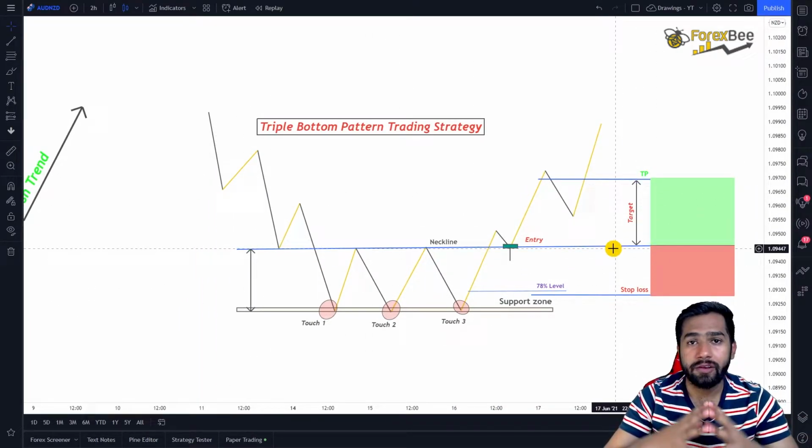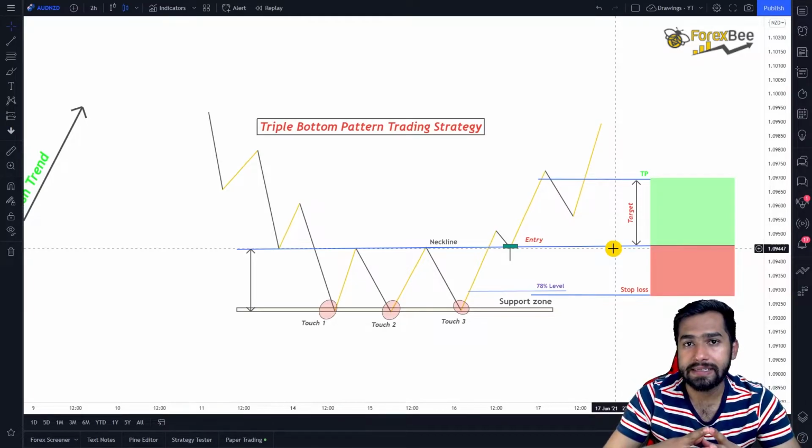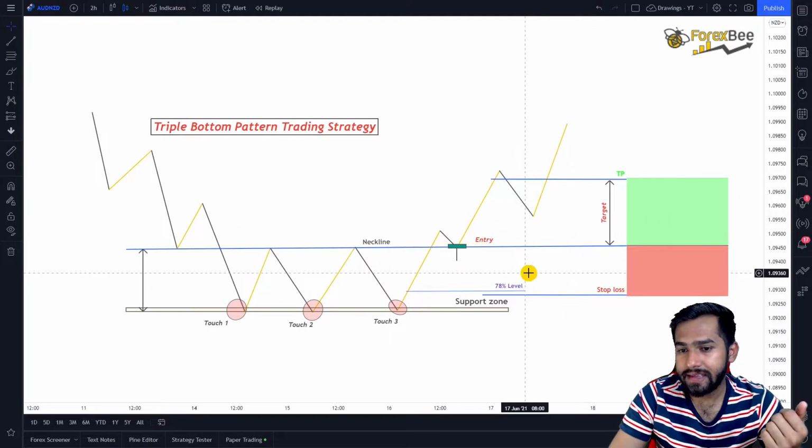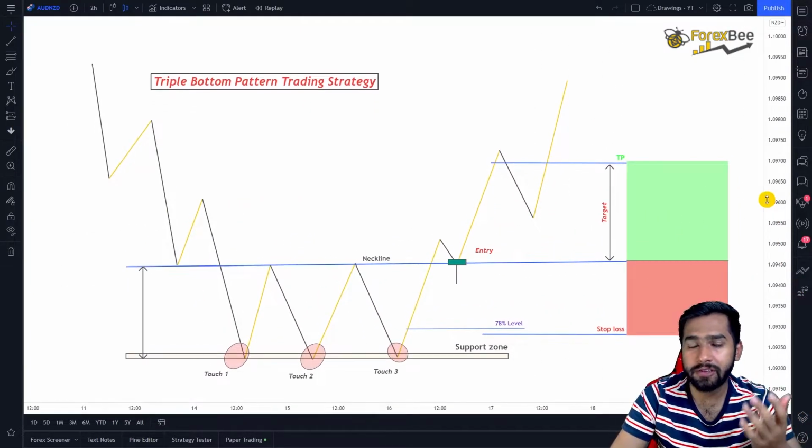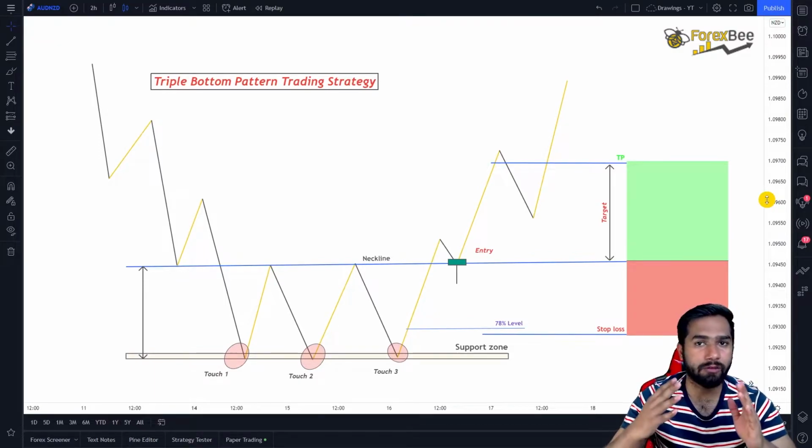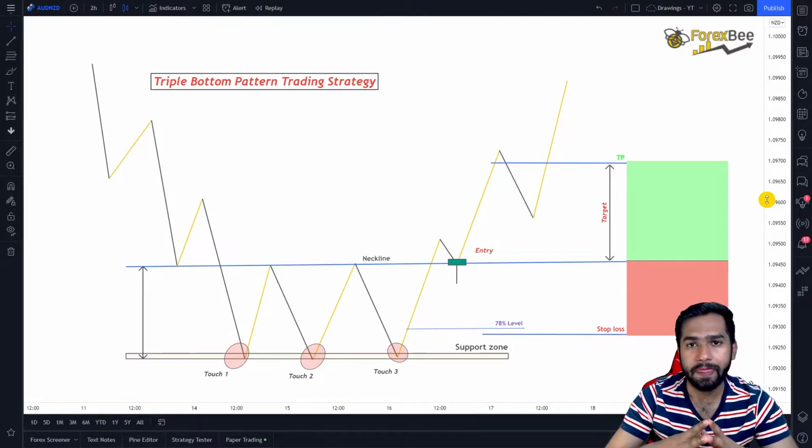The one thing that I don't like about this pattern very much is that it has a low risk to reward ratio, which means that it won't be very beneficial on its own. That's why I would always recommend you to use this pattern as a confluence or as a combination with any other strategy that you have, okay, because in that case it will help you optimize your risk to reward and also optimize your profit.